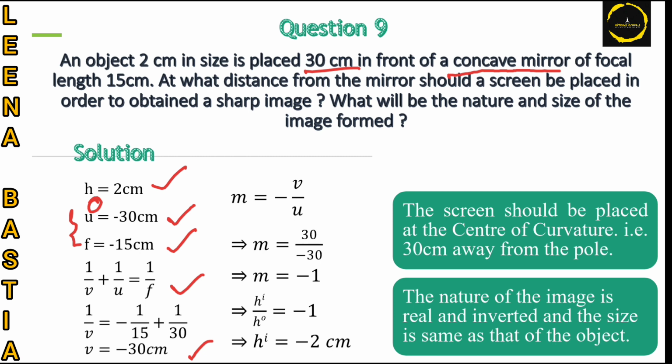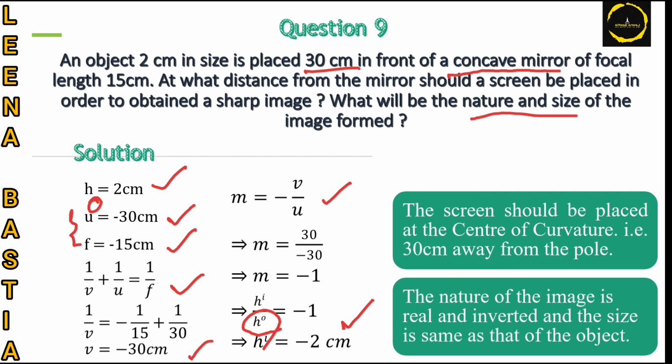So what do we do? M equal to minus v by u, this formula we can use. Just substitute the values, we will get minus 1. Now after putting minus 1, just substitute the value of ho as well, you will get hi equal to minus 2 centimeter. Now what is the question? Distance of the image and also the nature and size of the image, that we have to write.